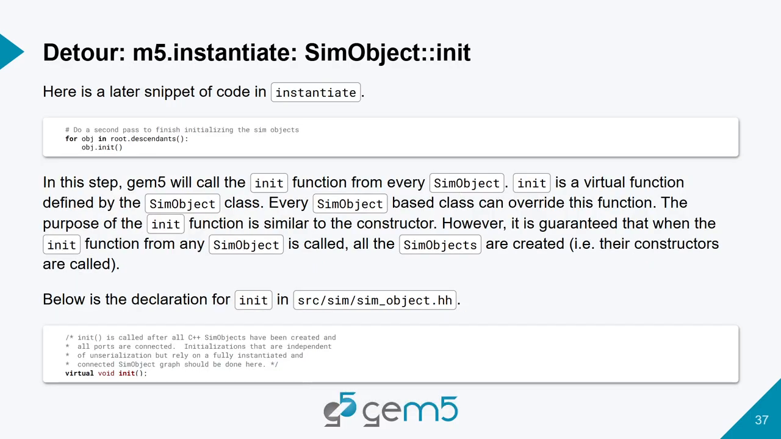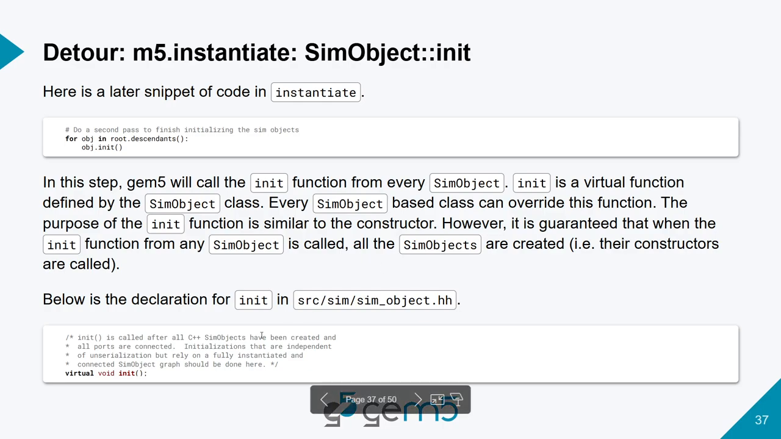Then another thing that m5.instantiate does is call this very specific function from SimObject. The class SimObject in C++ has a virtual method called init. In init, you can assume it's kind of like another constructor where you can initialize things, but you can guarantee that when init is called, all the SimObjects are constructed and all the ports are connected. So if you want to do something with the ports, say sending a request for the first time, or doing some handshaking just because you want your simulation to work, not necessarily to simulate something, this is where you do it.